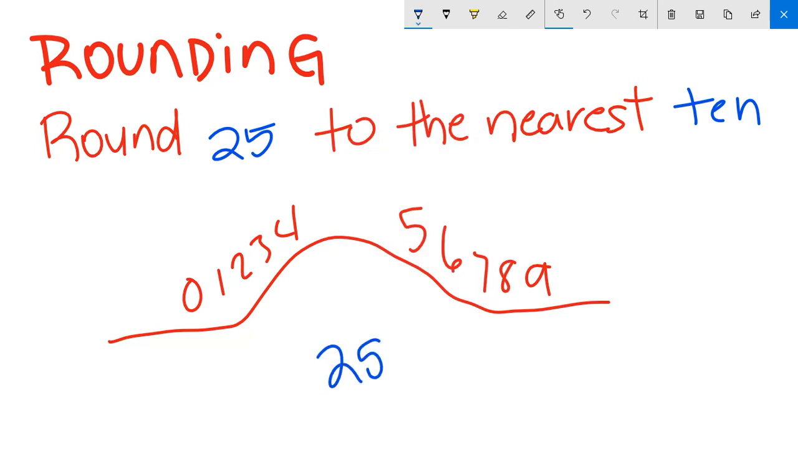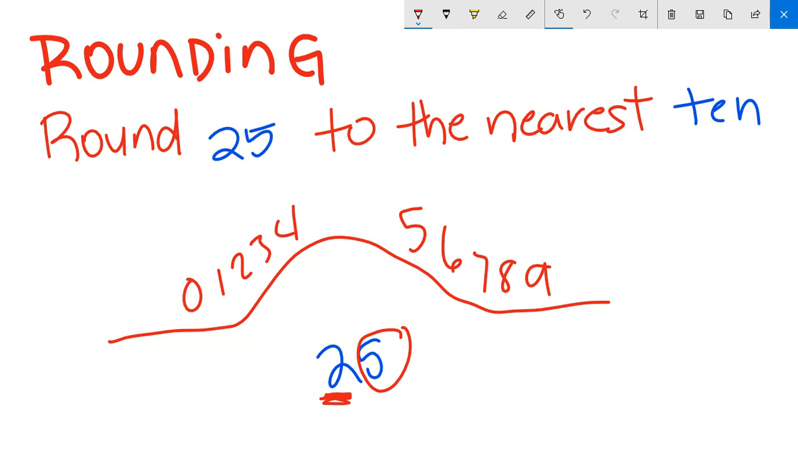And to round to the nearest 10, I am looking for my place value. The place value I'm rounding to is the tens, okay? So then what I do is I look to the neighboring number, 5, okay? 5, where does 5 go?